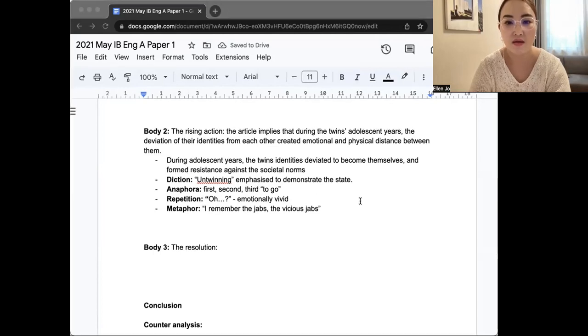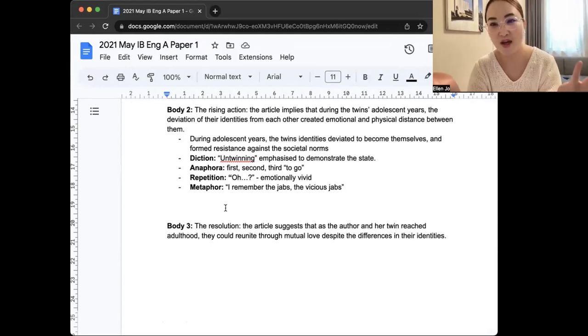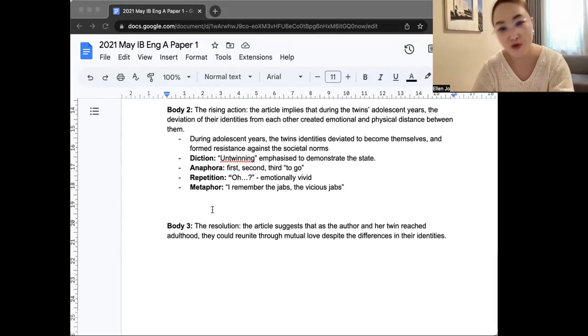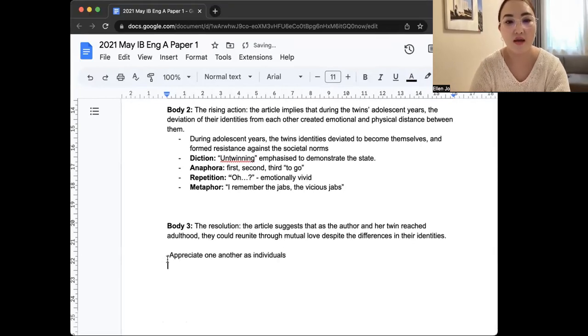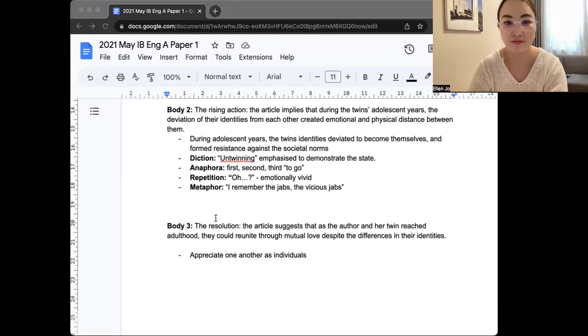The article suggests that as the author and the twin reach adulthood, they could reunite through mutual love despite the differences in their identities. At the same time, they understand the preciousness of being twins, and they also appreciate the individual's existence, you know. So I can say the main idea is they start to appreciate one another, not just as one of the twins, but as independent individuals.